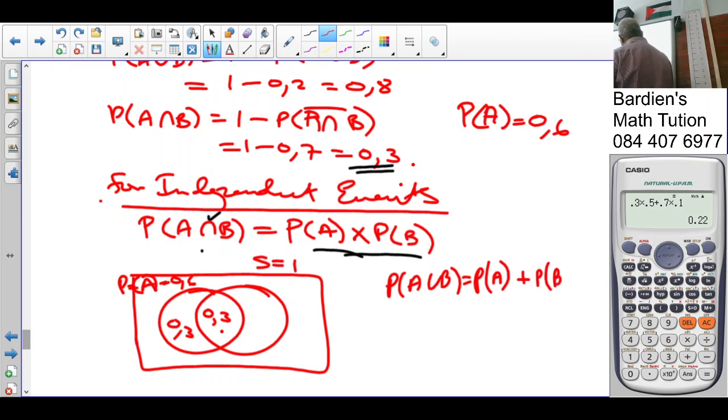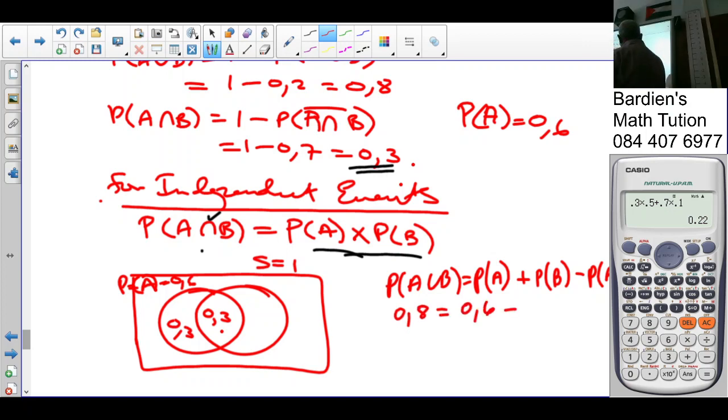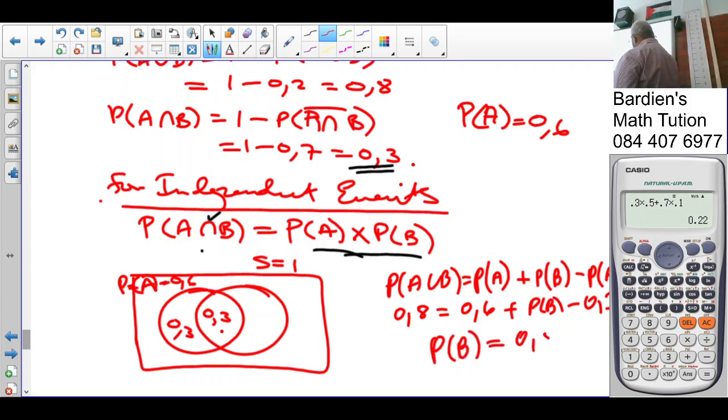this is your probability formula, and there's an intersection, so it's A intersection B. So I've got A union B. What was A union B? 0.8. The probability of A is 0.6 plus the probability of B, which is what I want to calculate, minus the probability of A intersection B, which is 0.3. So the probability of B is going to give us 0.5.